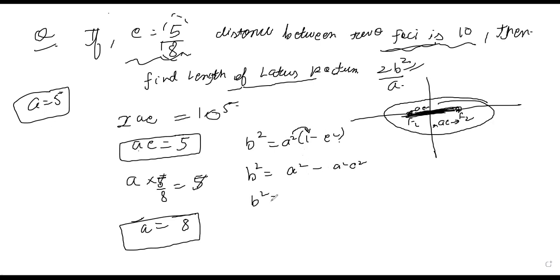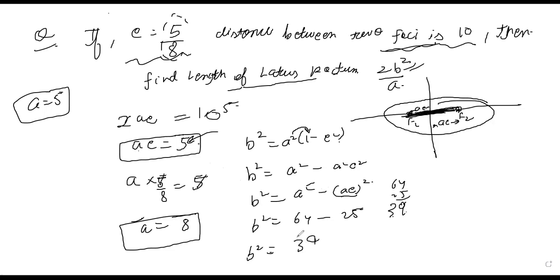This will be an easy method. So A square minus A square E square, we can write as AE whole square. So B square will come out to be: A is 8, square is 64, and AE we got as 5, so 5 square is 25. So B square is 64 minus 25, which is 39. So B square came out to be 39.